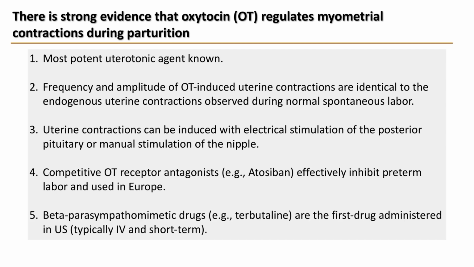And other studies with drugs also indicate that oxytocin is involved. In Europe, an oxytocin receptor antagonist, i.e. atosiban, can effectively inhibit preterm labor, and beta-sympathomimetic drugs, such as terbutaline, are the first drugs typically administered in the U.S., either through IV and or short-term use.